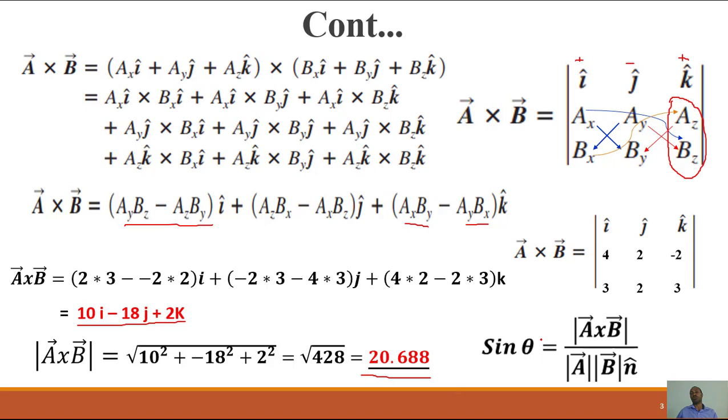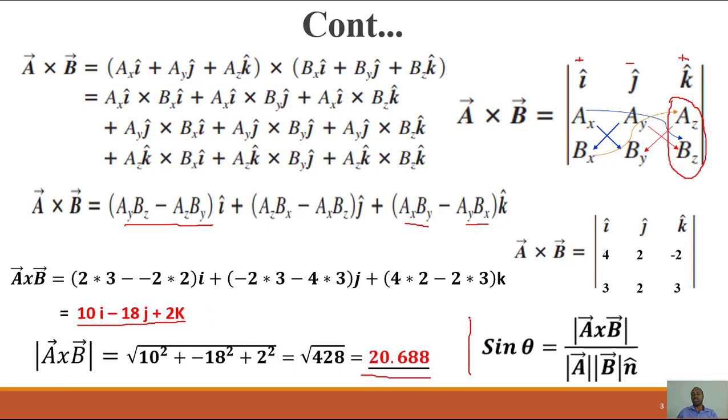Then for the angle between the two vectors, you can find sine theta is equal to the magnitude of A cross B over the magnitude of each vector, multiplied by the unit vector in the direction of the cross product of the two vectors.